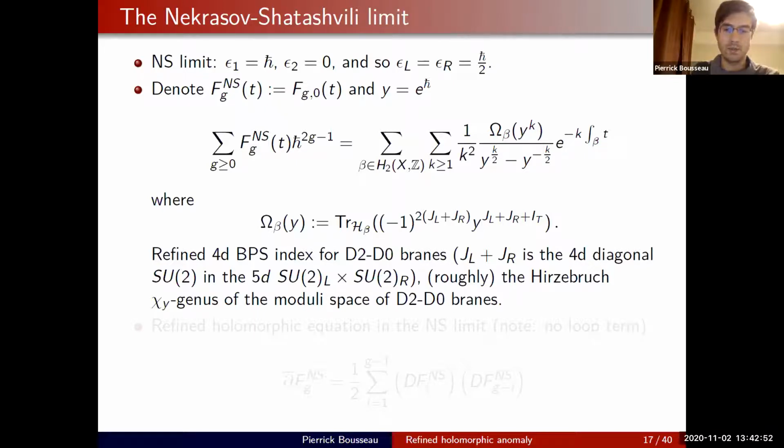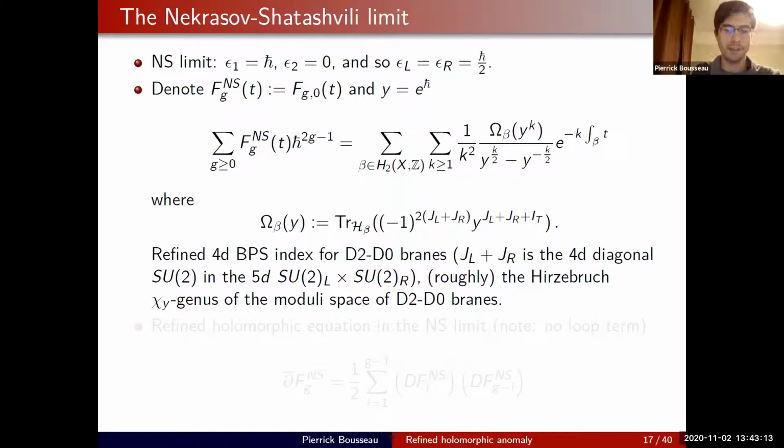And so roughly mathematically, this omega beta of y is roughly the irreducible coordinates of the moduli space of D2-D0 brane. So just some combination of odd numbers of the moduli space, and for our purposes later, in fact, it will be only the polynomial of Betti numbers of your moduli space.